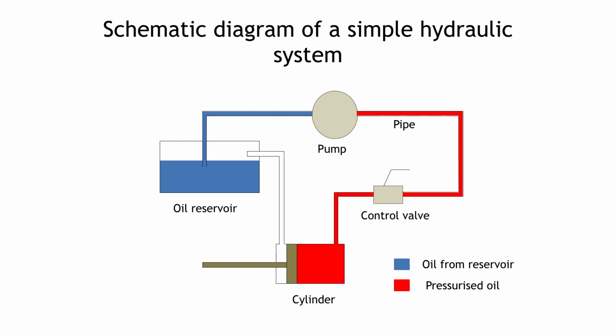This is a schematic diagram of a simple hydraulic system. The oil reservoir contains oil, which is pumped through a pipe and a control valve to a piston and cylinder. The oil in the cylinder is pressurized and causes the piston to move.